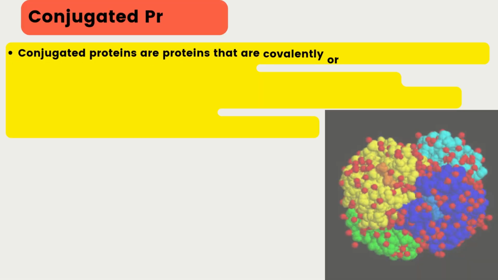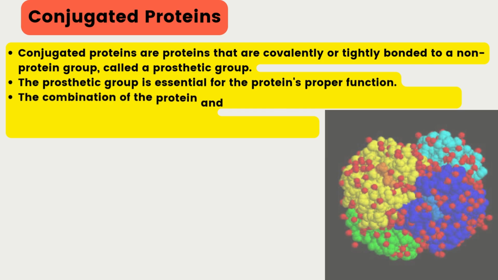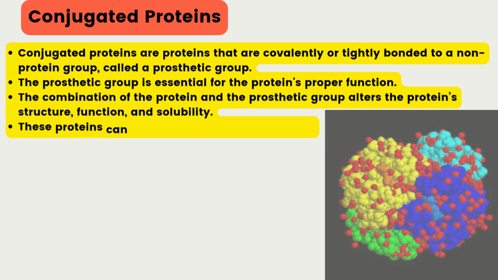Conjugated proteins. Conjugated proteins are proteins that are covalently or tightly bonded to a non-protein group, called a prosthetic group. The prosthetic group is essential for the protein's proper function. The combination of the protein and the prosthetic group alters the protein's structure, function, and solubility. These proteins can be globular or fibrous in nature.